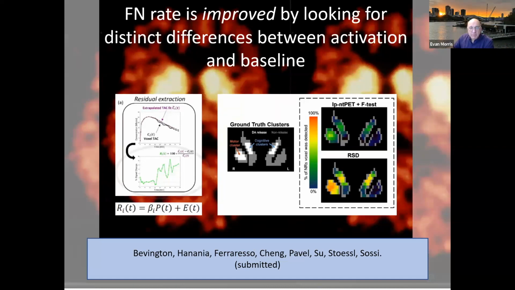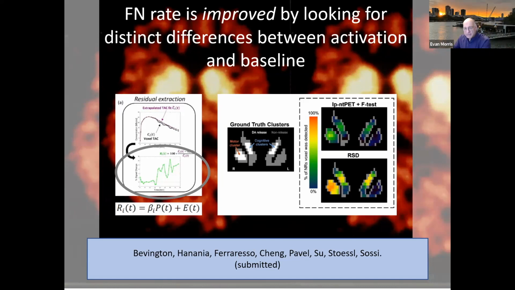So in green right below are the residuals between the canonical curve and their observed time activity curve, and then they fit that residual curve to a simple model, and they ask the question, do I need a simple step function convolved with some curve, P of t, to best describe my residuals? And if so, is my beta, the strength of that convolved step function which describes the residuals, significant?